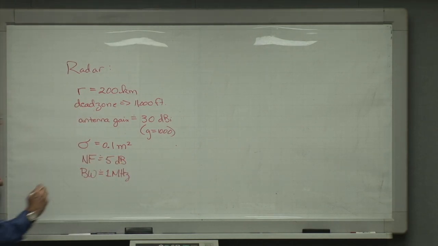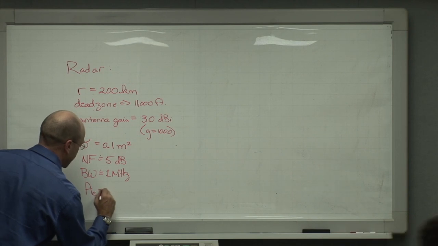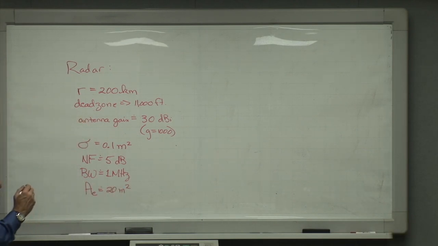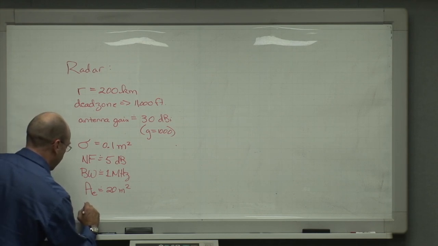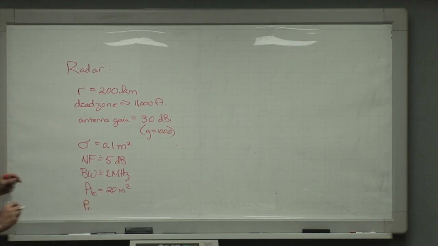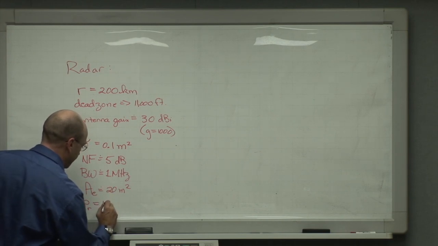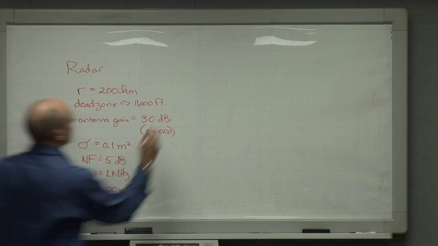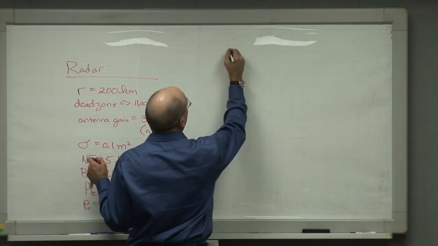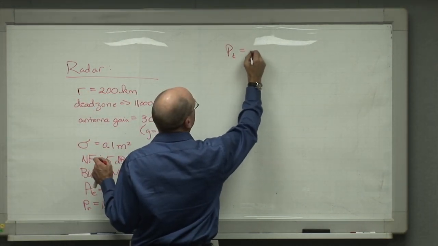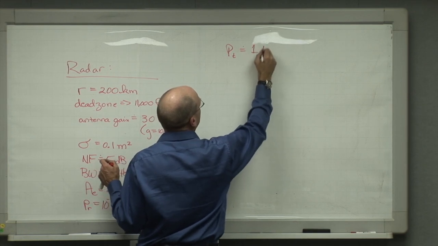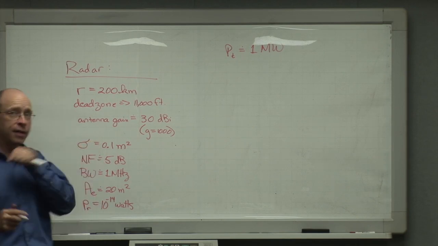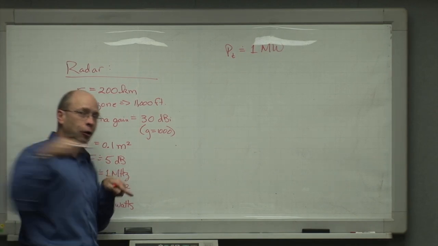And let's see, what else did we have? Oh, and the effective aperture of the receive antenna was about 20 square meters. And the power that we're trying to receive to just be able to see a target out of the noise is on the order of 10 to the minus 14 watts. And all these factors together meant that the transmit power needs to be on the order of a megawatt. You know, we computed 1.26, but on the order of a megawatt. That's not out of the antenna, that's a megawatt out of the transmitter going into the antenna.